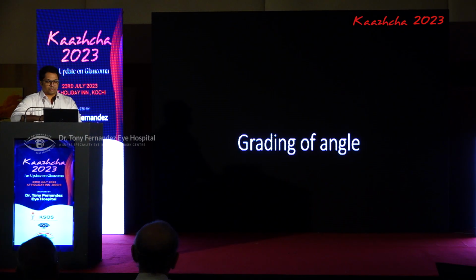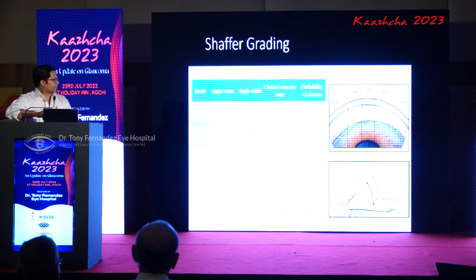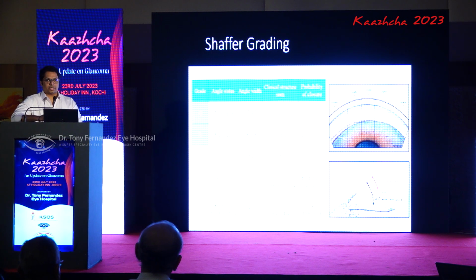Finally, let me show a slide on grading of the angle. In grading according to Shaffer's, it goes 0, 1, 2, 3, 4. Grade 0 means it is already closed. There is 0 angle width, and it means that there is already a closure. Grade 1 is an extremely narrow angle with 10 degrees of angle. You can see up to the Schwalbe's line or the anterior trabecular meshwork. So here the closure is eventually going to happen.